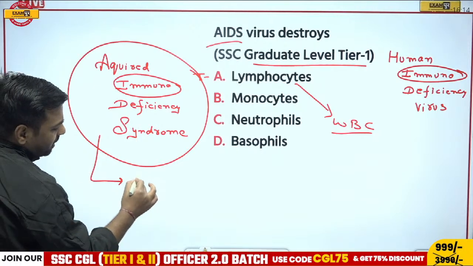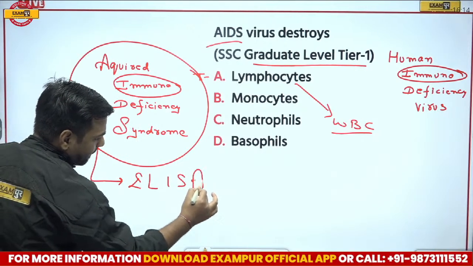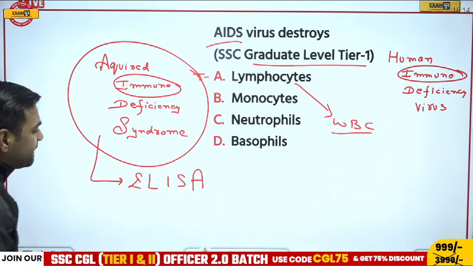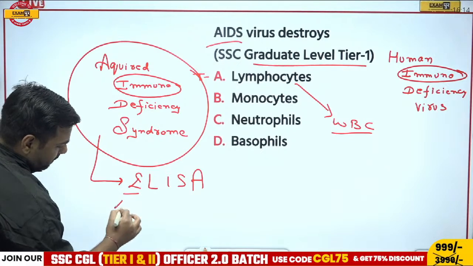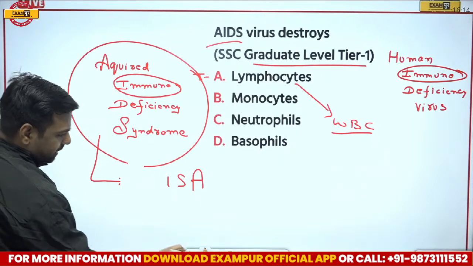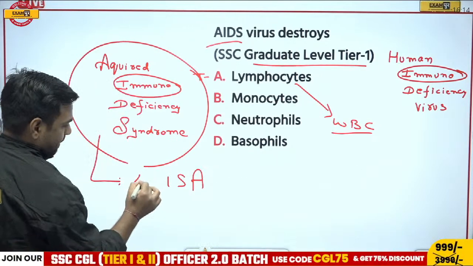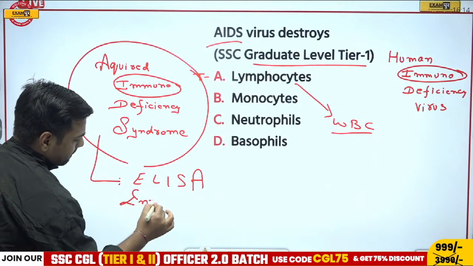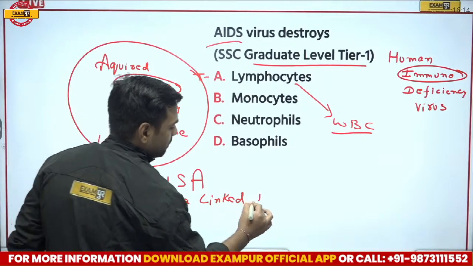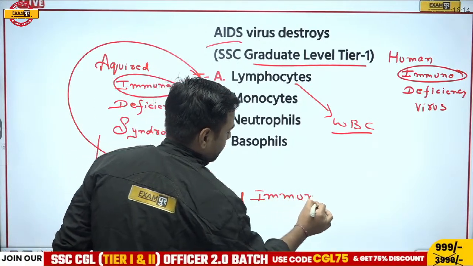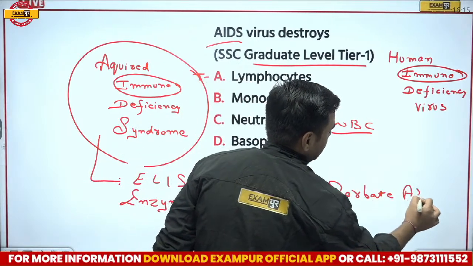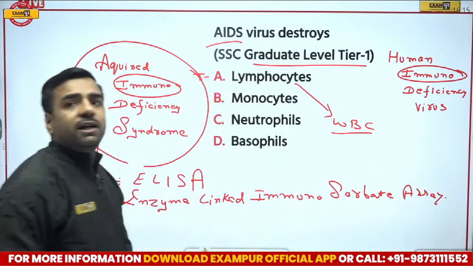Now, one more question which is asked about AIDS is the testing which is done. The testing which is done is ELISA. ELISA is the test done to check for AIDS. What does ELISA stand for? It is enzyme linked immunosorbent assay. This is asked in the examination. Do not forget this part. It is enzyme linked immunosorbent assay. Very, very important. Do not forget, right?